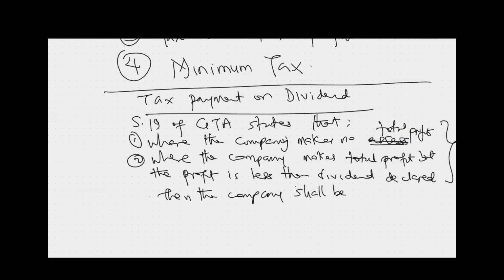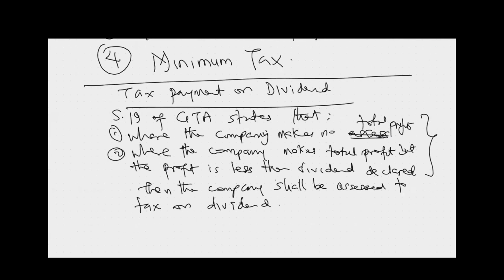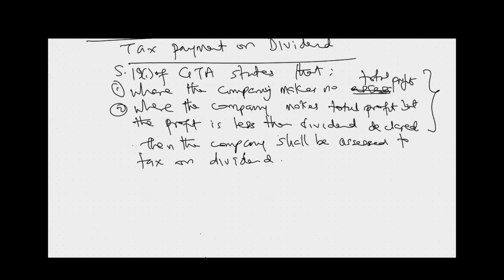Shall be assessed to tax on dividend. I've said scenario 1, the company makes no total profit. Scenario 2, the company makes total profits, but the total profit is less than the dividend declared. Then the company shall be assessed to tax on dividend. This is subsection 1 of the Act. Section 19, subsection 2 of CITA gives exemptions to this. Now, what are the exemptions?